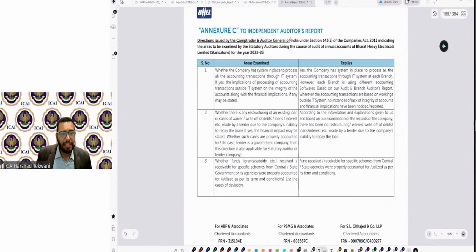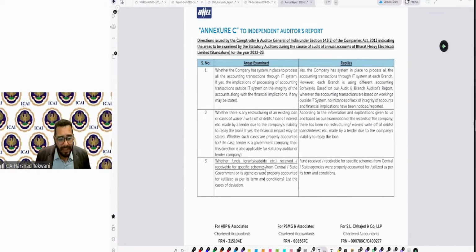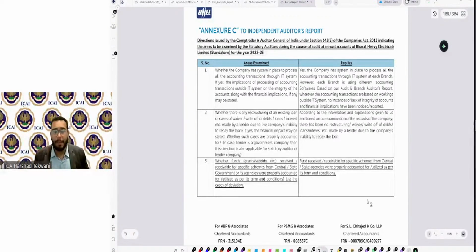Direction issued by the CAG under section 143(5) of the Companies Act, indicating the areas to be examined by the statutory auditors during the course of audit of annual accounts of this particular company. So these are the areas examined and the replies submitted by the auditor. For example, whether the funds receivable for specific schemes from central or state government or its agencies were properly accounted and utilized as per terms and conditions, and list the cases of deviations. Over here, they have provided the reply.